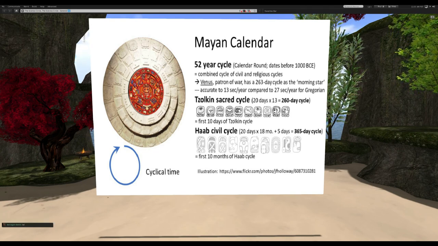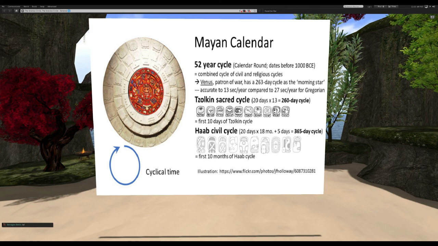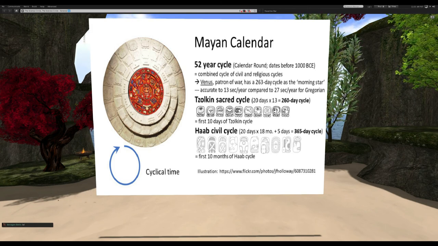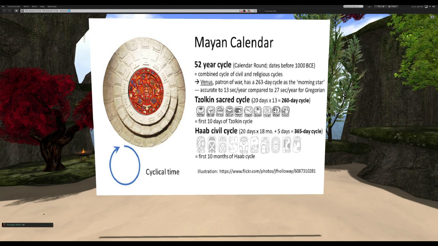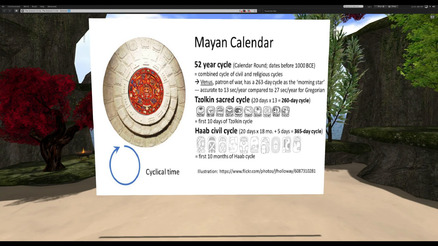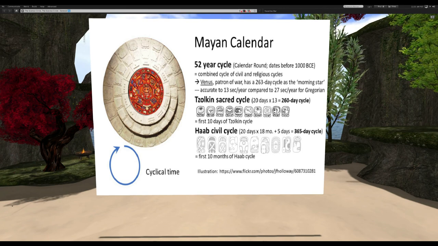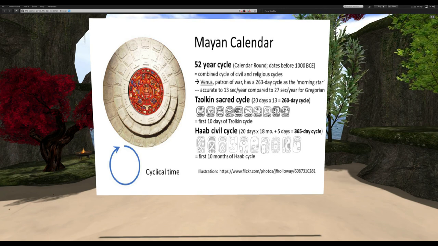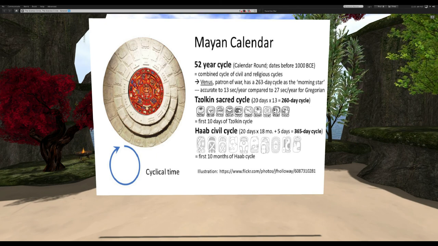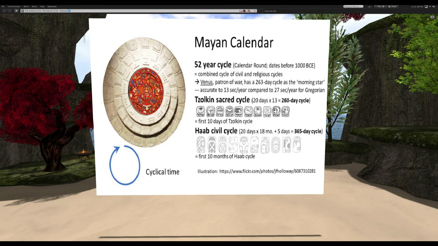The idea there was they actually worked on a base 20 numbering system. And so you had both a civic cycle and a sacred cycle, and it's very complicated. However, I'll leave you with this idea: their calendar was twice as accurate as our current Gregorian calendar. It was accurate to about 13 seconds per year compared to 27 seconds per year for the Gregorian calendar.